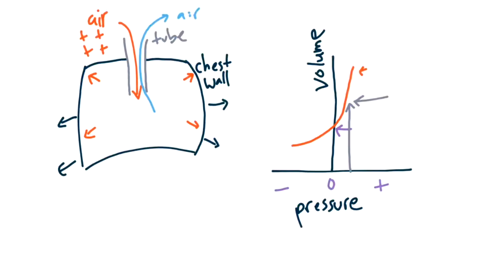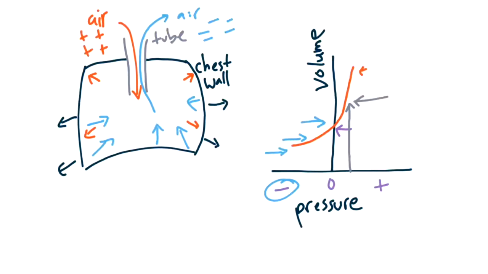Obviously, this would decrease the volume in the thoracic cavity because we're sucking air out, so the chest wall will collapse inward like this. This is analogous to applying negative pressure to the chest wall system. If we look at the figure on the right, we can see that sucking air out of the thoracic cavity causes the volume of the chest wall to decrease. So applying negative pressure causes the volume to decrease.